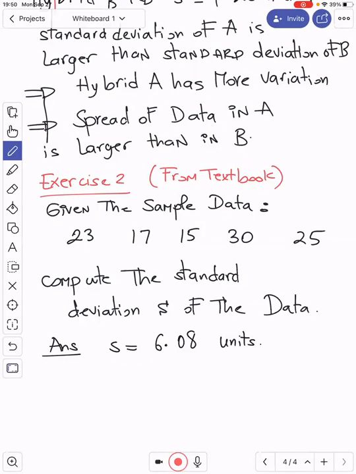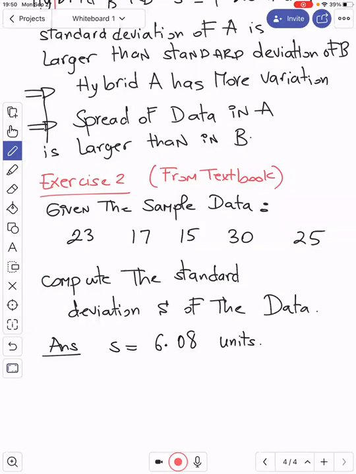Anyway, I hope you got this answer, 6.08. Does anyone have a question or trouble getting this answer? I hope not, because as I said, we're going to compute a lot of standard deviations, so we need to really know how to compute this. I'm going to go over this exercise. I hope you got the answer, but let's do it.